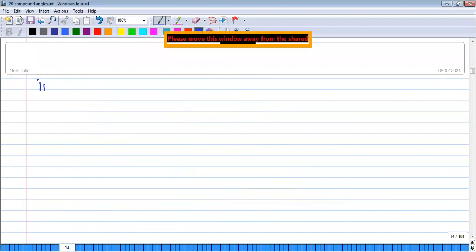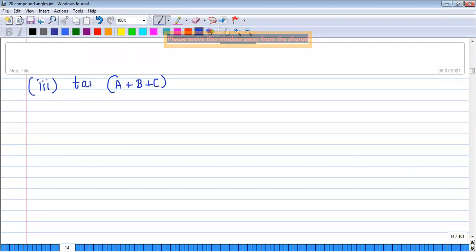So third one, tan of a plus b plus c is tan A plus tan B plus tan C minus tan A tan B tan C by 1 minus tan A tan B plus tan B tan C plus tan C tan A.